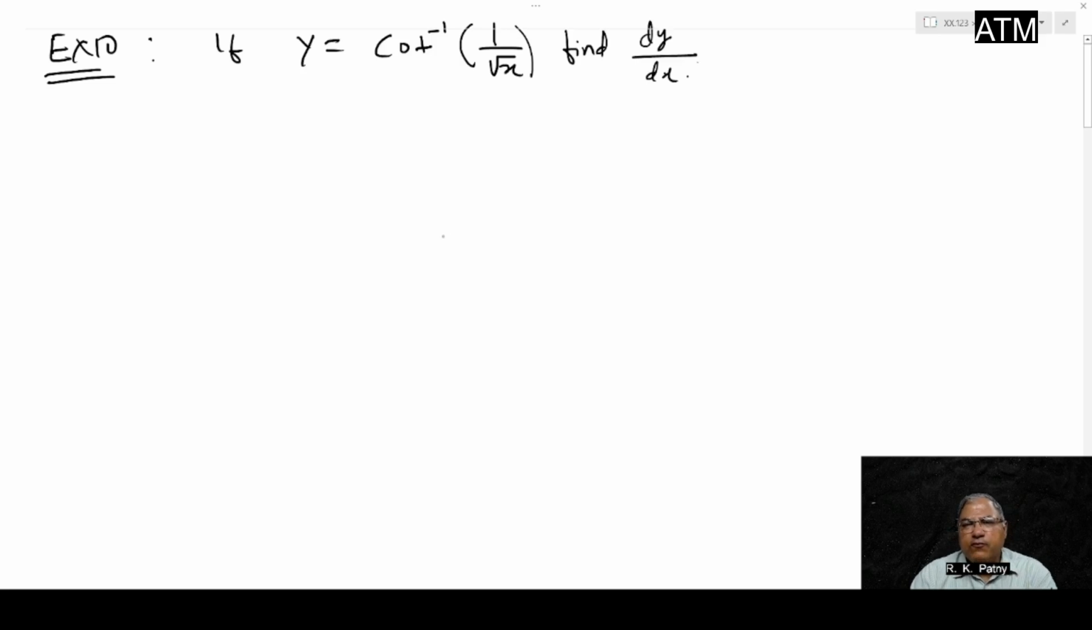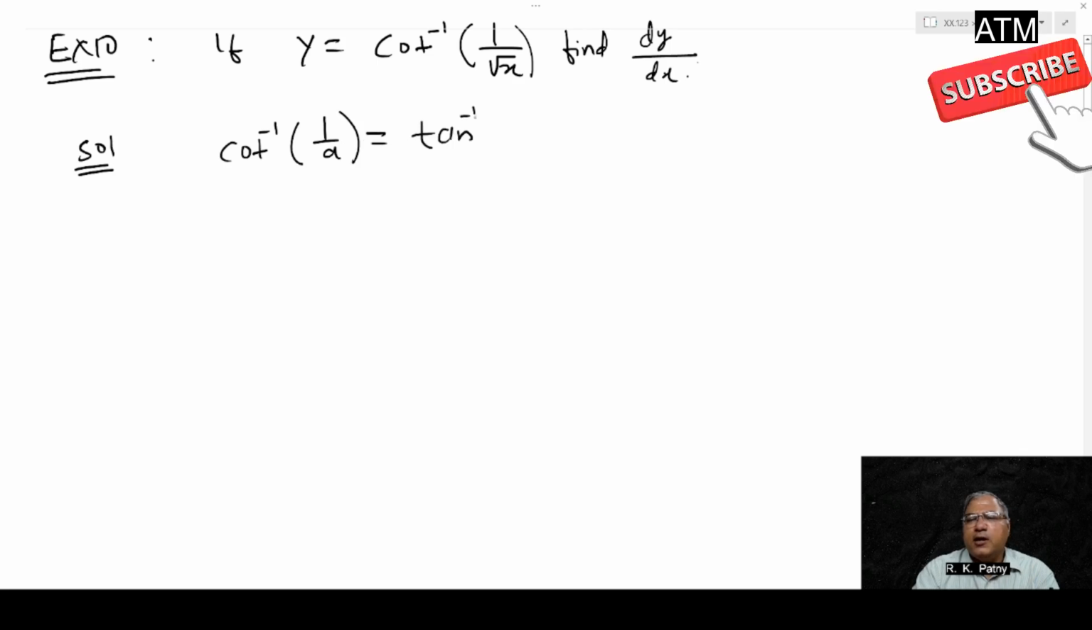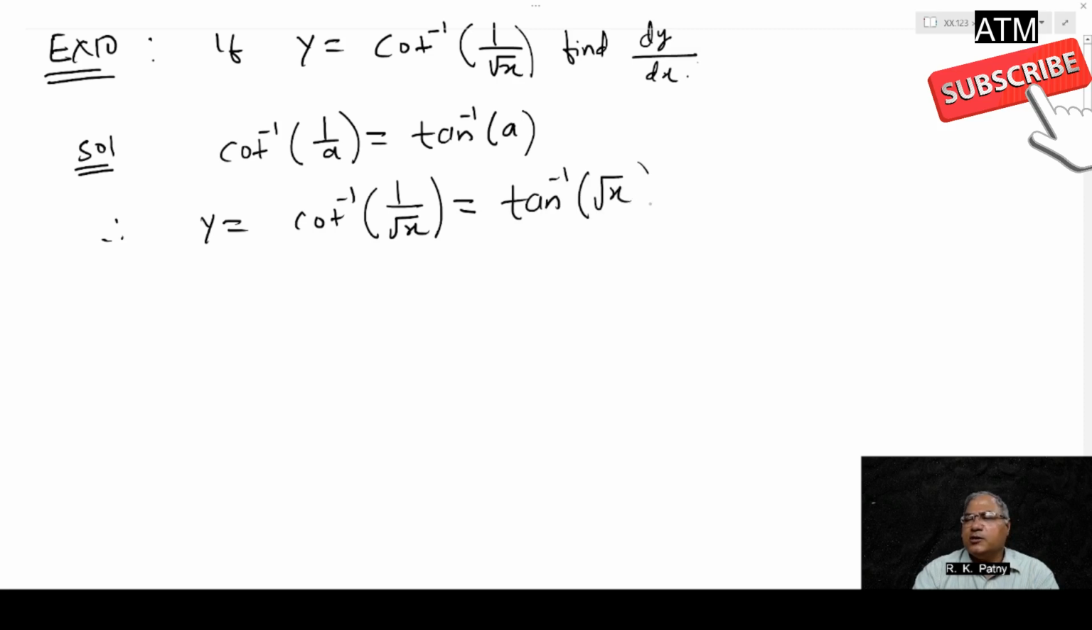Next example, if y equals cot inverse of (1 upon root x), find dy by dx. Solution. Here I want to revise the formula. Cot inverse of (1 upon a) equals tan inverse of a. Therefore, y equals cot inverse of (1 upon root x) equals tan inverse of root x. Therefore, y equals tan inverse of root x, differentiating with respect to x.